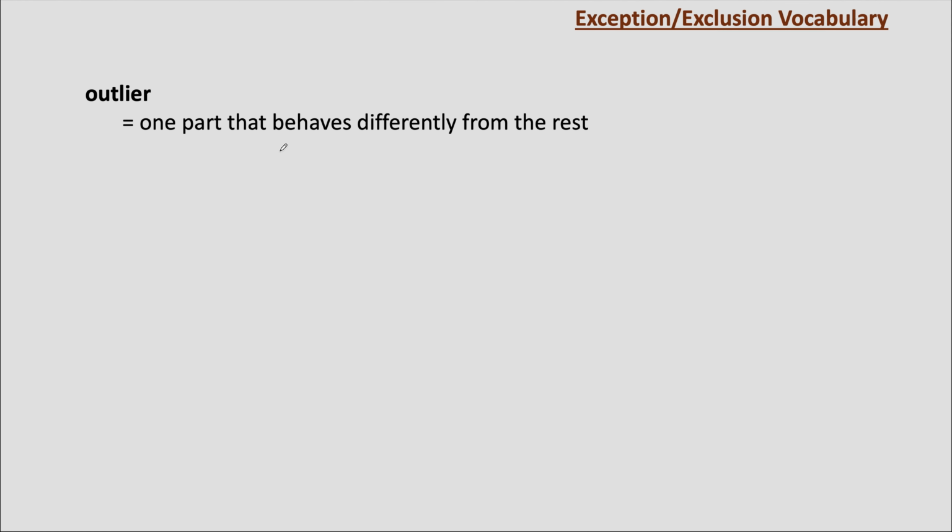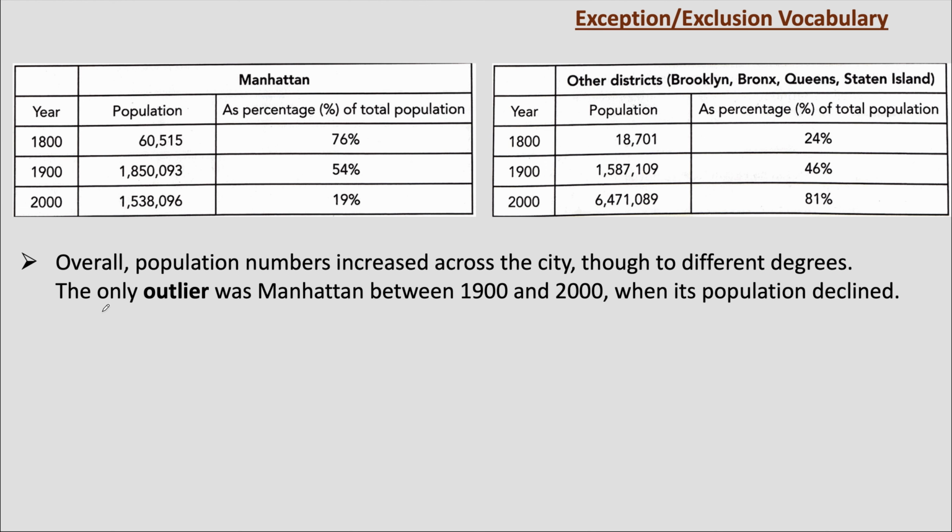There is one more word you can use to convey exception, outlier. This is a more advanced word and you should use it carefully. It means one value or one case that behaves differently from the general pattern. So here we have used the word outlier to convey the same exception, that the only decline in population we see is in Manhattan between these 100 years.